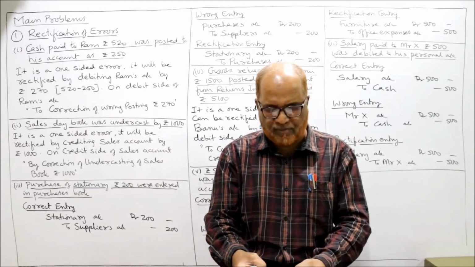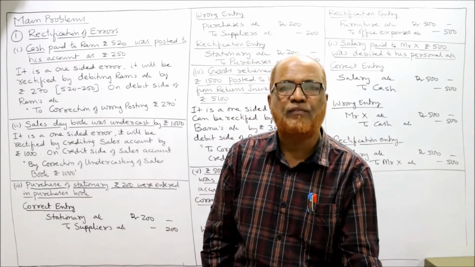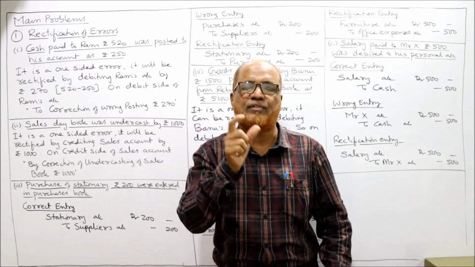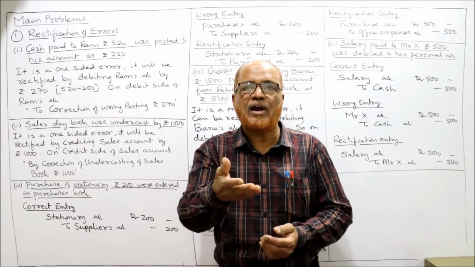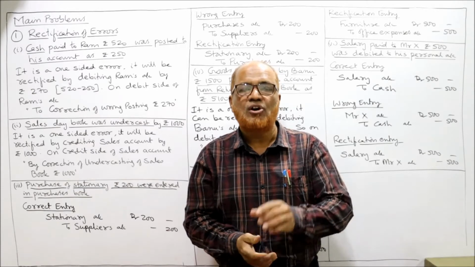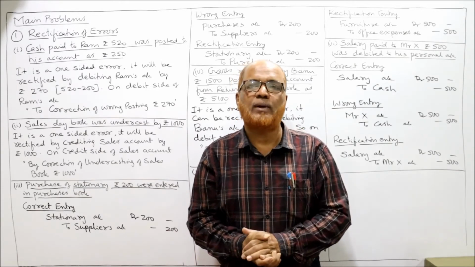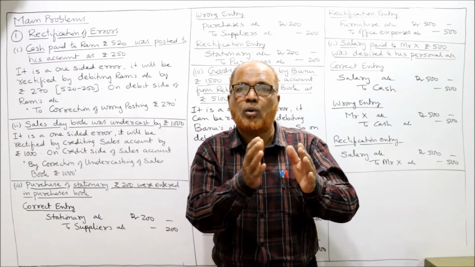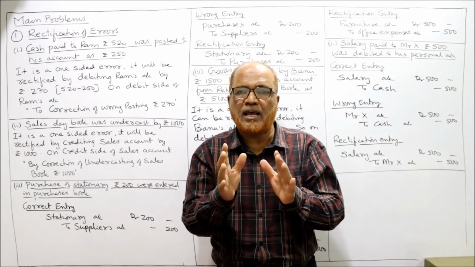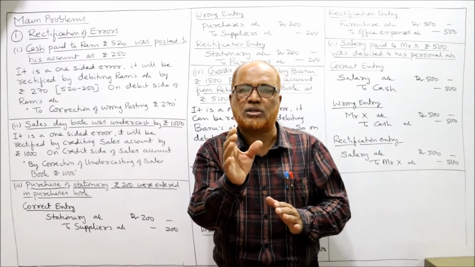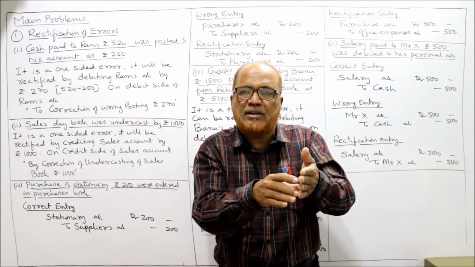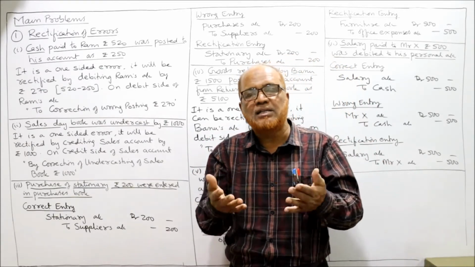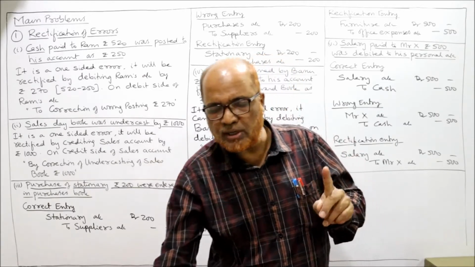See here, cash paid to Ram 520 was posted to his account as 250. So instead of debiting 520, we have debited only 250. So how much more do we have to debit? 270 rupees. 520 minus 250, you will get 270. So a further 270 rupees we have to debit to Ram's account. The error is there only in Ram's account. Ram's account should have been debited by 520, but instead it is debited by 250. So it's a one-sided error.